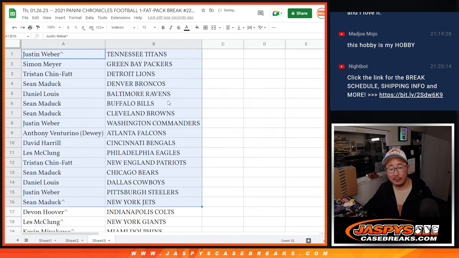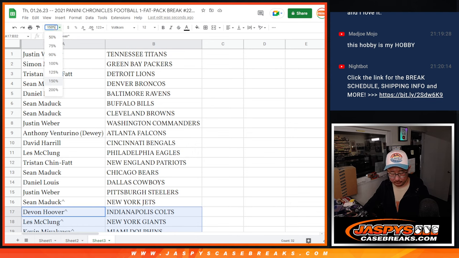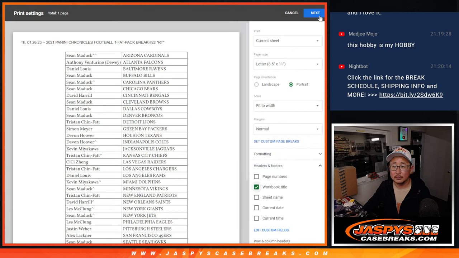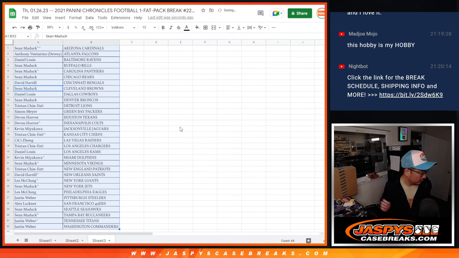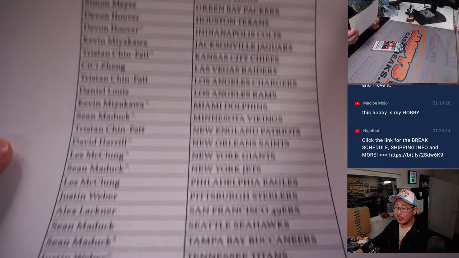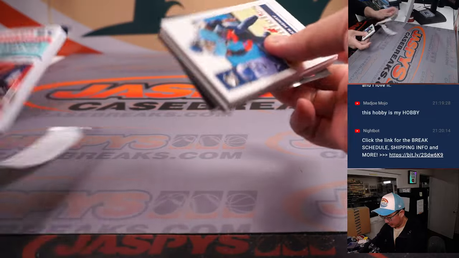All right, and here's the first half of the list right here. Second half right over here. Just alphabetize, print, and rip. And there's the printout, hot off the presses. Let's see what we got in here.